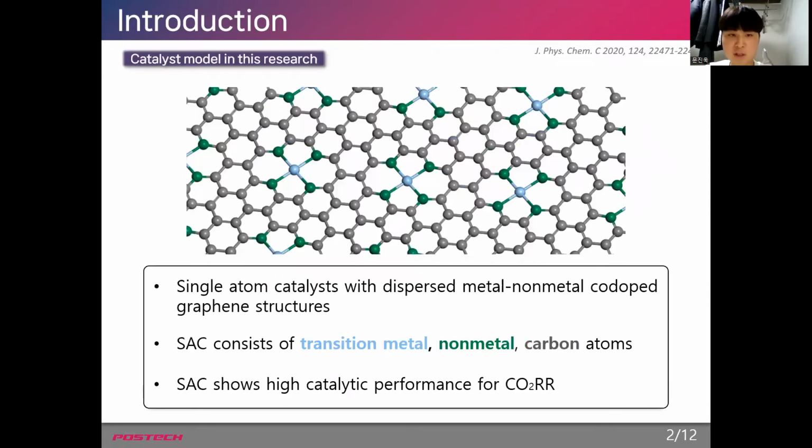The catalyst model in this research is a single-atom catalyst with dispersed metal on a non-metal-doped graphene structure. SAC consists of transition metal, non-metal, and carbon atoms, shown as blue, green, and gray balls. SAC is a catalyst showing high activity in CO2RR.